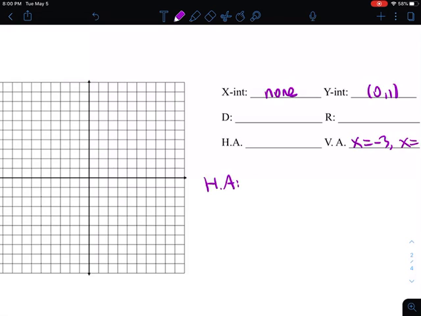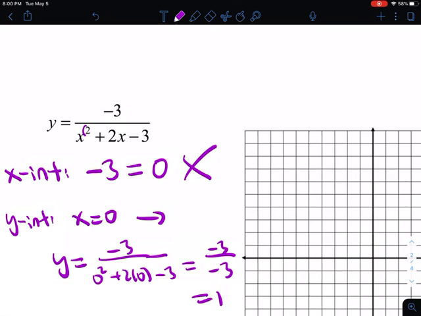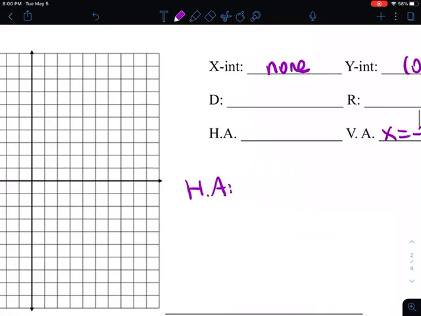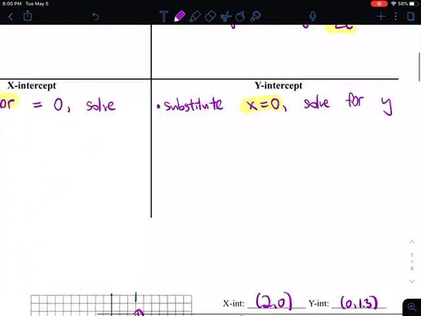Finally, horizontal asymptote. Let's go ahead and look at the degrees. The degree on the bottom is 2. That one's the obvious one. The degree on top, I don't have an x, so my degree will be 0. So the degree on top is 0, the degree on the bottom is 2. So the bottom is bigger.